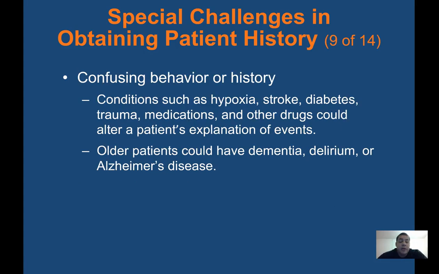Confusing behavior history. Conditions such as hypoxia, stroke, diabetes, trauma, medications, and other drugs could alter a patient's explanation of events. Older patients could have dementia, delirium, or Alzheimer's disease. So you want to gather all the facts. You want to see what else may be causing the confusing history, the confusing behavior.